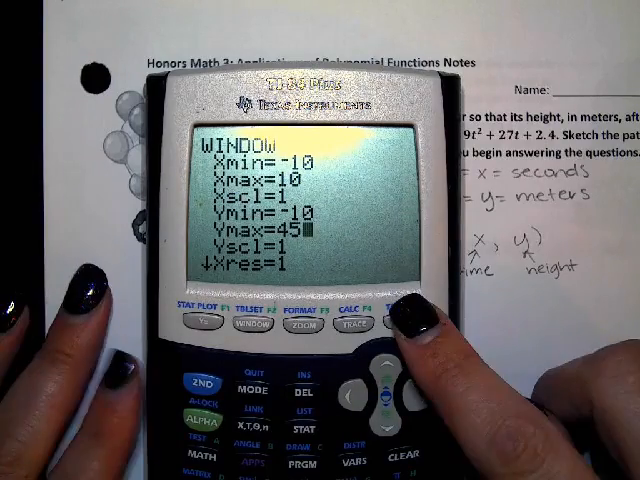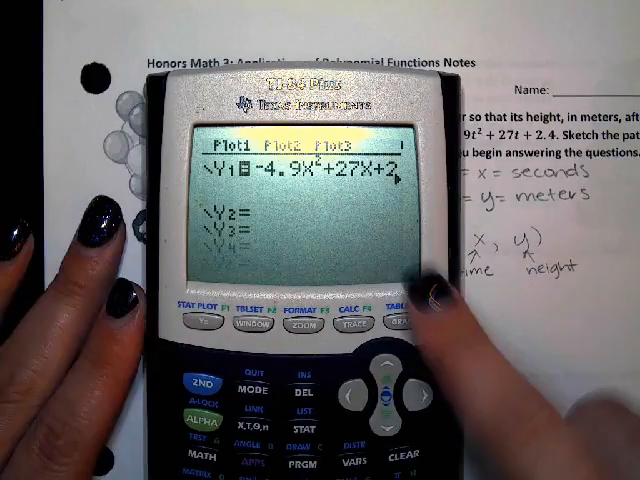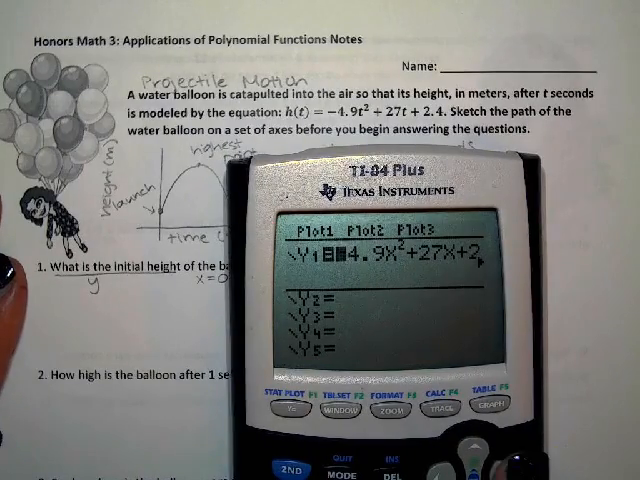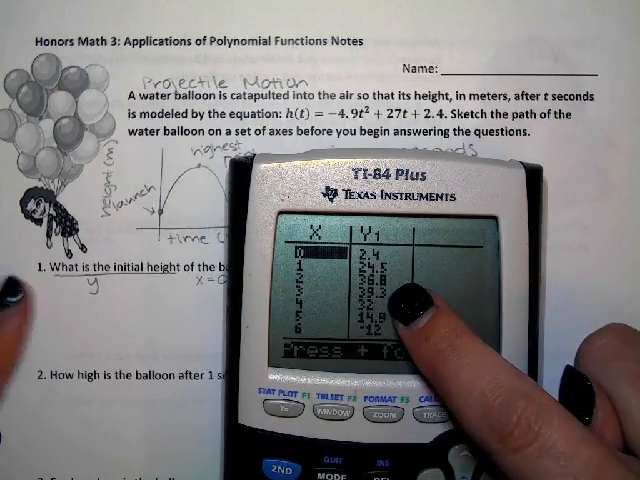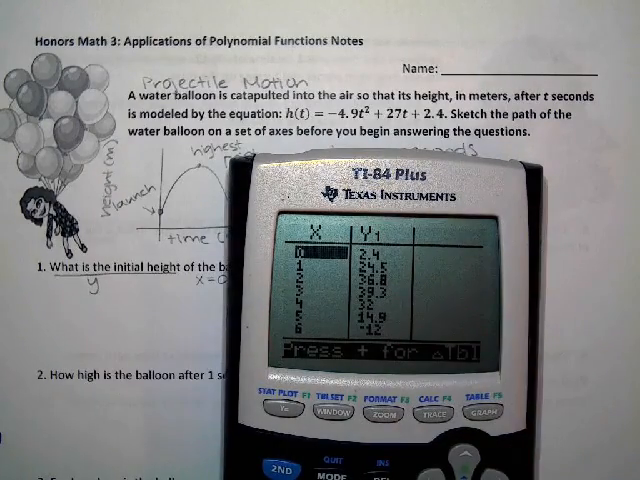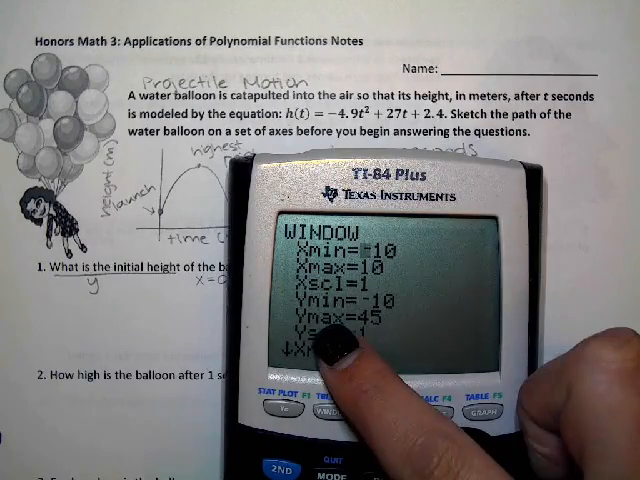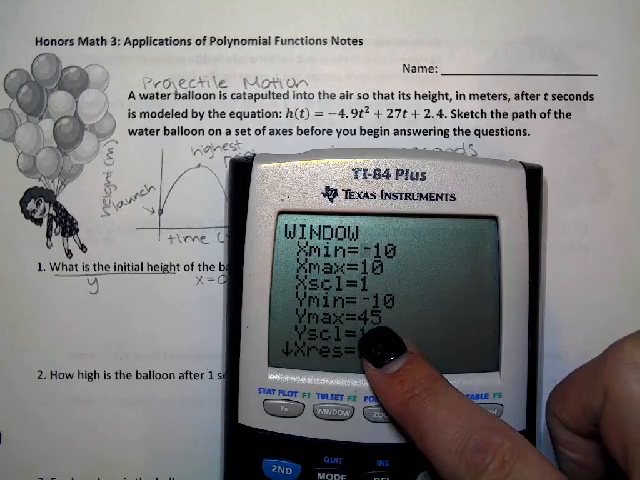I just am plugging the equation in from the problem. I looked at the table. I saw that the very highest y value was at the very high numbers of the 30s. And so I'm hitting the window button. And for y max, I'm picking a number that is above 39. So probably not 40, that's a little bit too close for me. 45, 50, something like that.